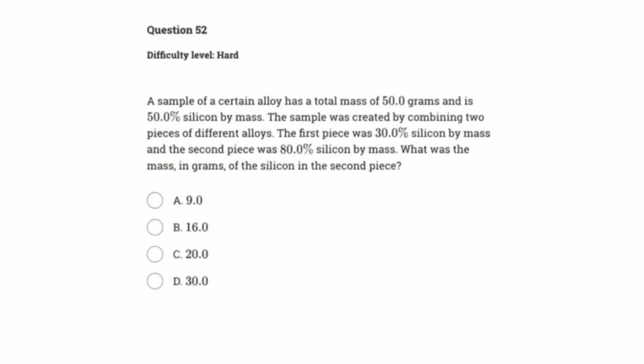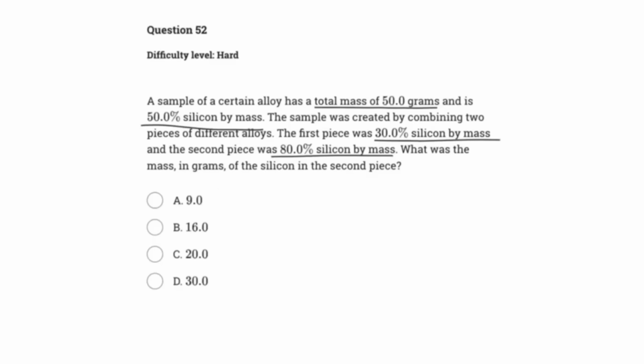A sample of a certain alloy has a total mass of 50 grams and is 50% silicon by mass. The sample was created by combining 2 pieces of different alloys. The first piece was 30% silicon by mass, and the second piece was 80% silicon by mass. What was the mass in grams of the silicon in the second piece?